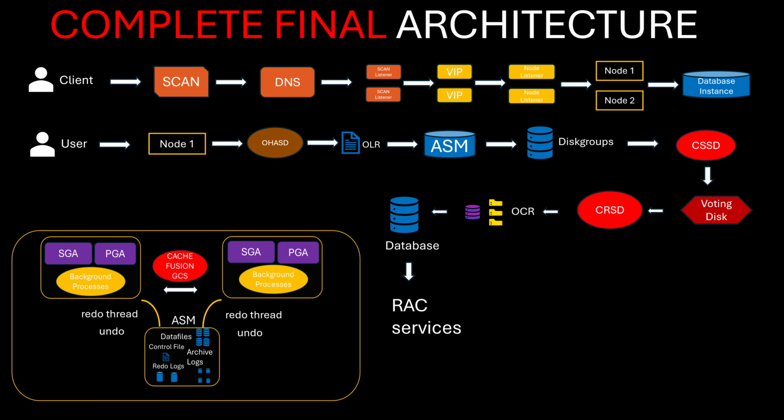Each node maintains its own undo tablespace and redo thread. Every transaction generates redo. Every commit receives an SCN. Control files maintain checkpoint information and redo sequence tracking. OCR stores cluster configuration. Voting disks maintain cluster membership. CSSD monitors node health. CRSD manages cluster resources. Services distribute workloads. ASM provides shared storage.